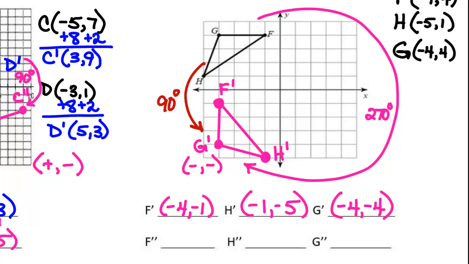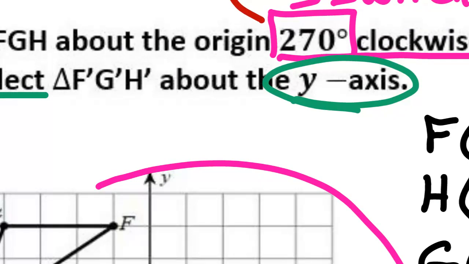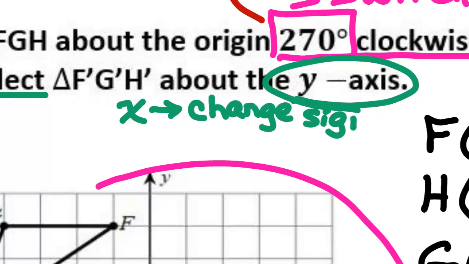What do they want me to do after that? We're going to reflect. What are we reflecting over? The y-axis. Does anybody remember our rules for reflecting over the y-axis? It's been a minute since we did this. How do we reflect over the y-axis? We're going to change the sign on which one, the x or the y? On the x. Whatever axis we're going over stays the same. So x is going to change sign. Y will stay the same.